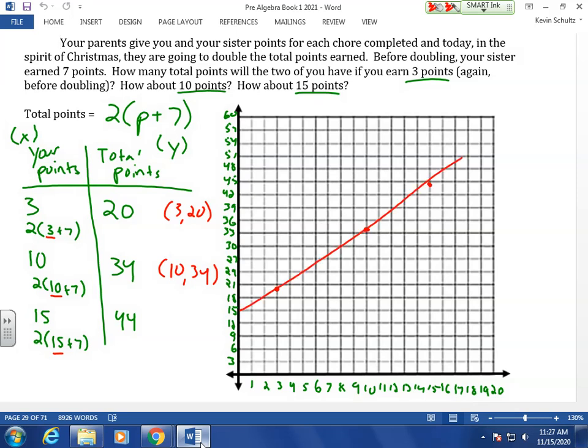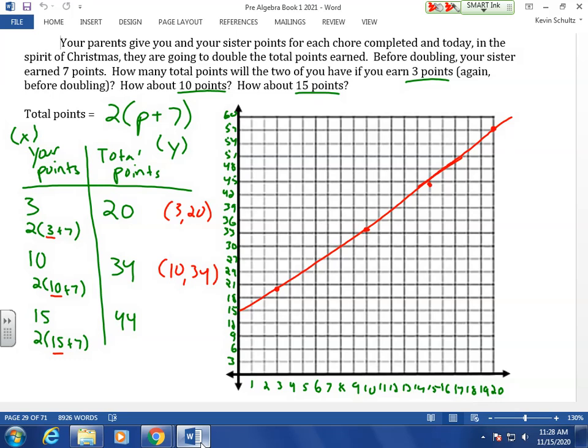Ooh, that was pretty good. Usually I'm horrible at drawing straight lines. That's not too bad. Okay, and so that's what we are looking for here. So then we can take a look at this and we can analyze, we can predict, we can say, well, what if you earn 20 points, right? We can see this going up. Okay, it looks like it crosses at about 57 or so if you earn 20 points.